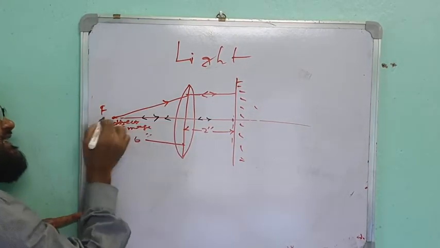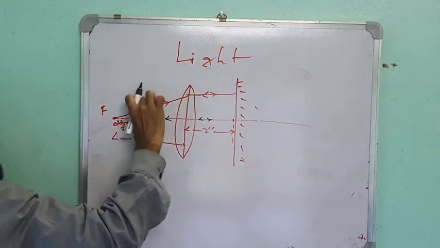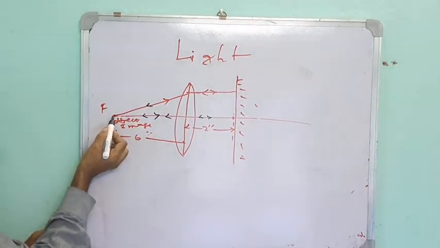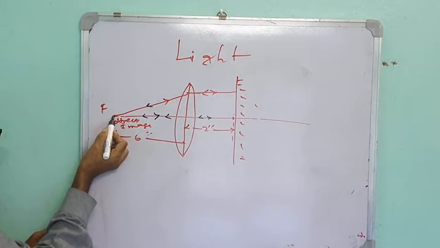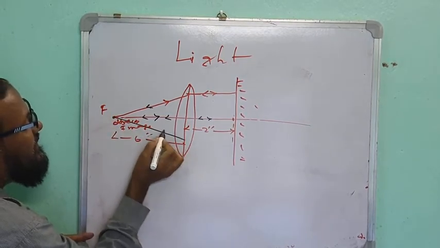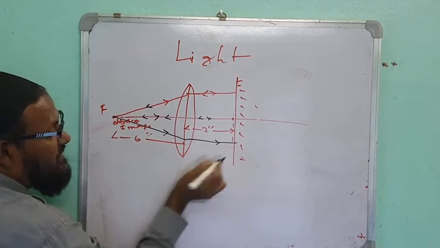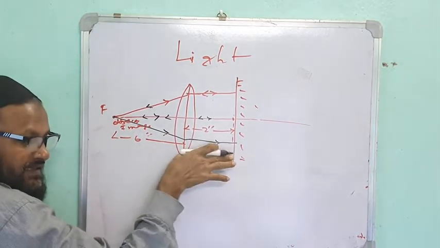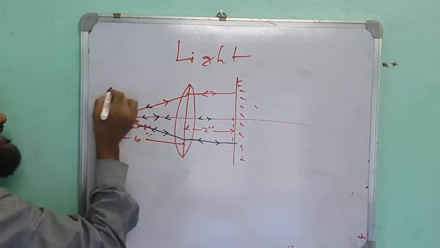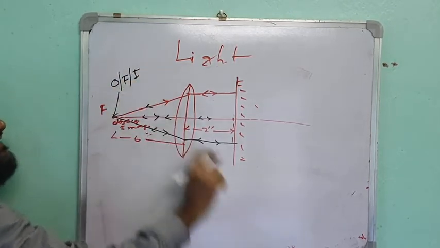Since these are coming, now please see here, what is this returning? These two rays ultimately will form here. What is the name of this? This is the image. You can take like this. This is parallel. Please see here. It falls on the principal axis, normally it will come back. So this point acts as the object, this point acts as the focus, and this point acts as the image.